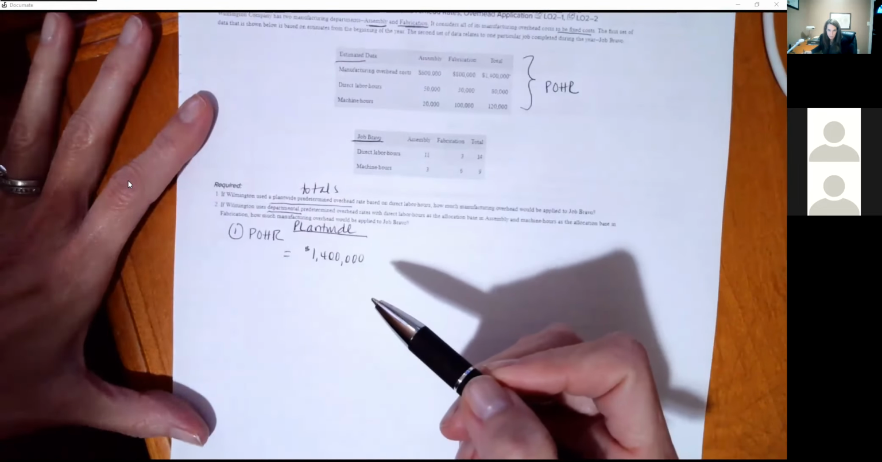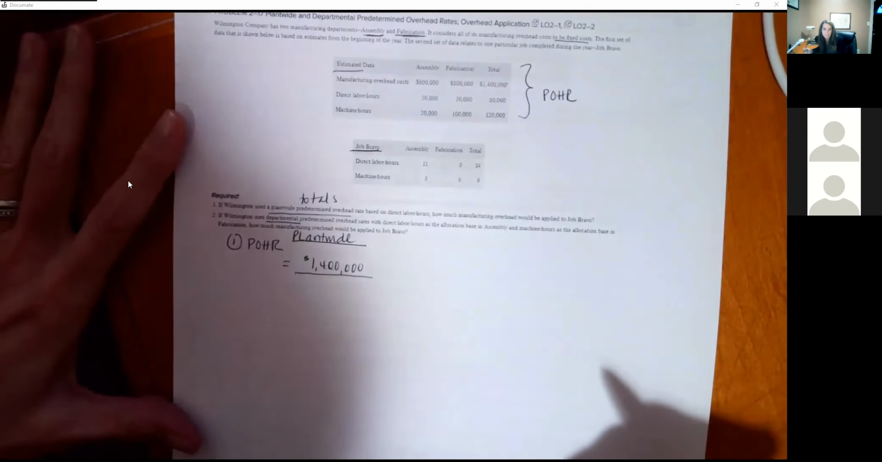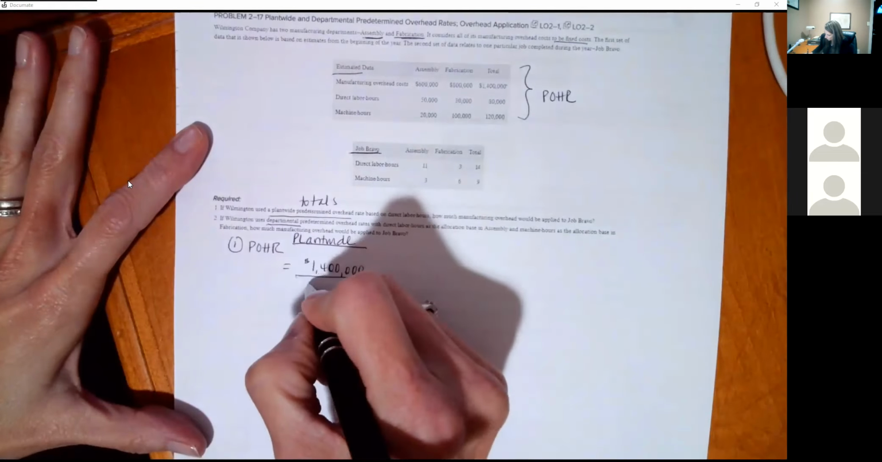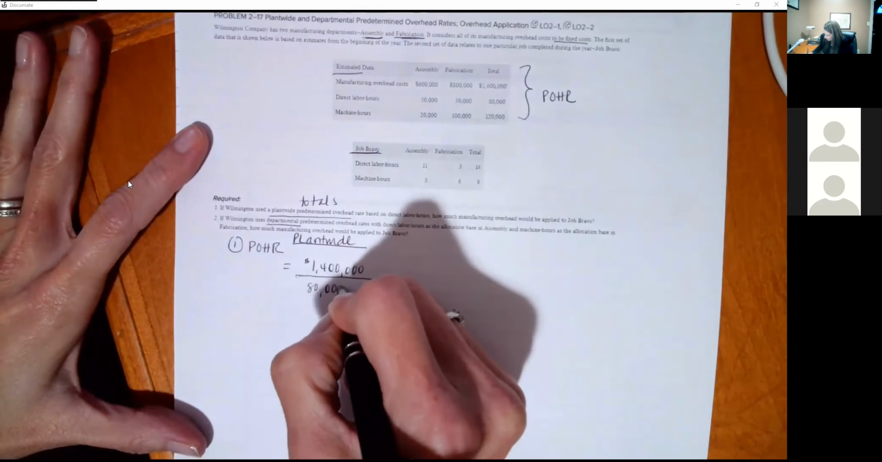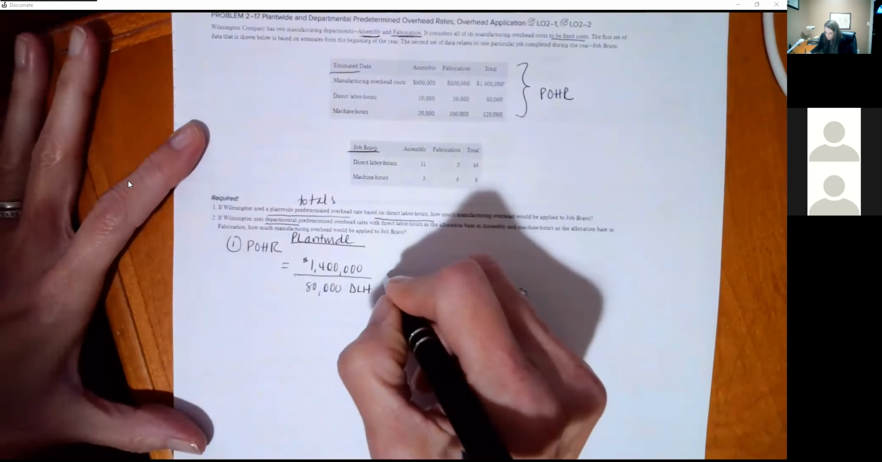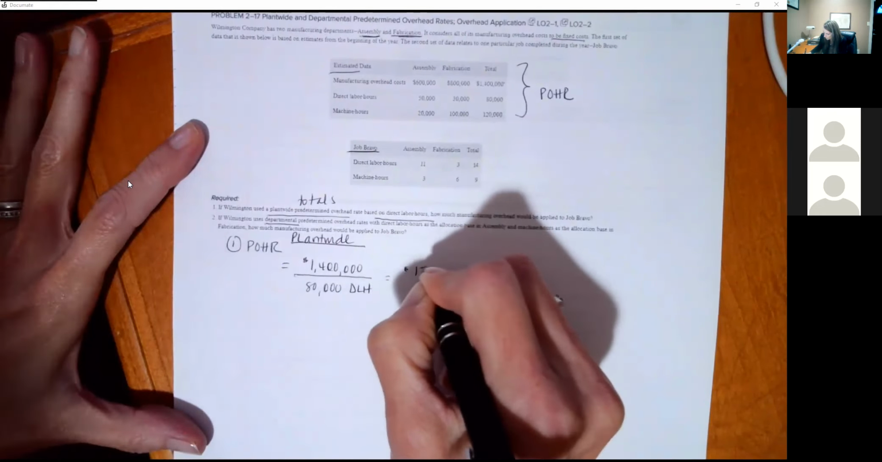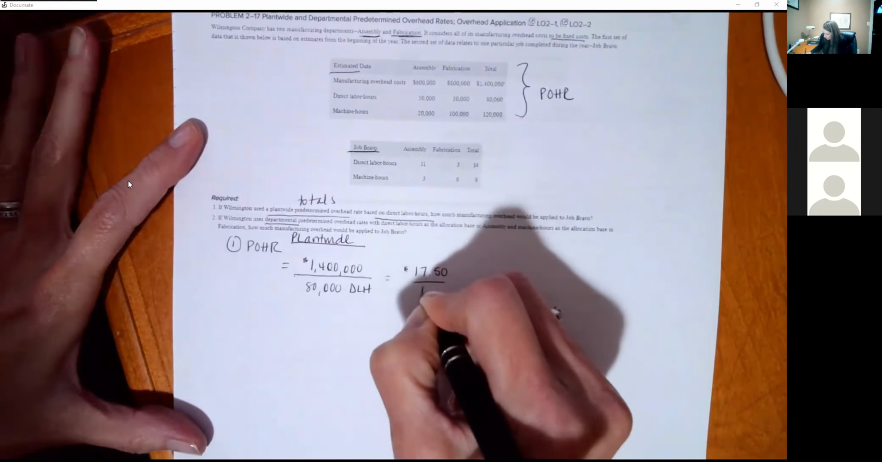And then what's our denominator? What are we using to allocate? 80,000. Right, so it tells us we're using direct labor hours. We use direct labor hours to allocate. So we should end up with $17.50 per direct labor hour. Okay.